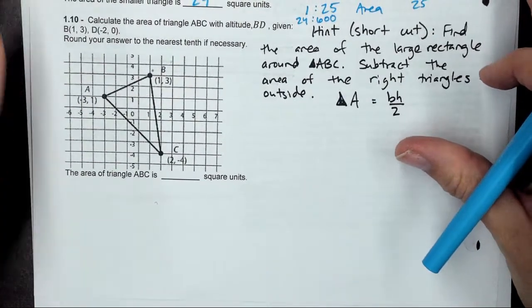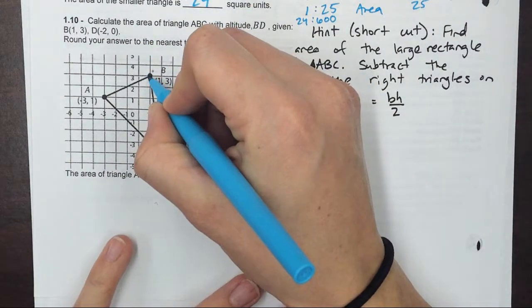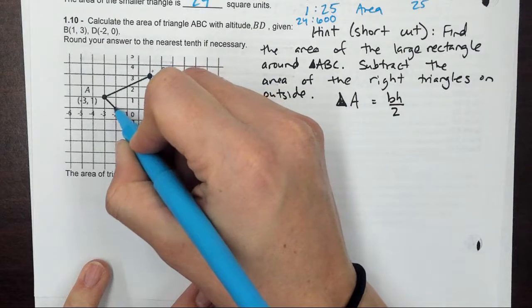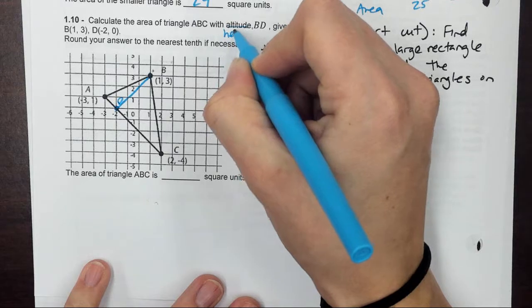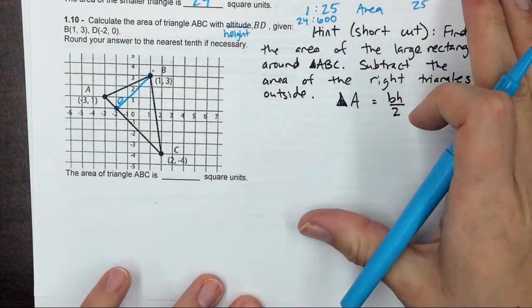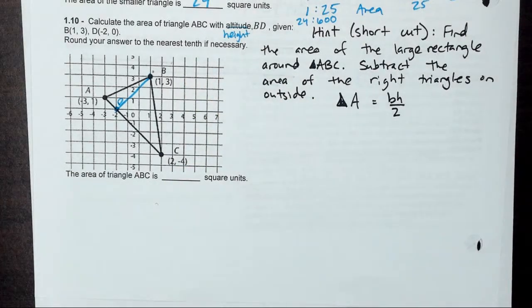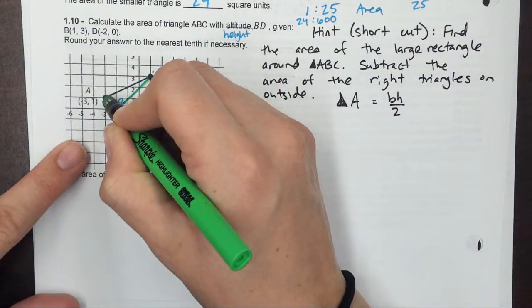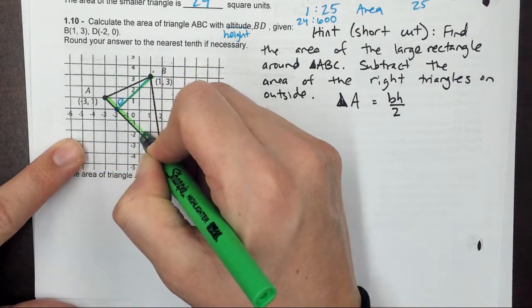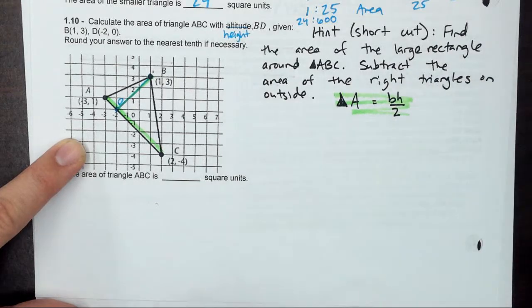1.10. Calculate the area of ABC with altitude BD given. B is 1, 3. D is -2, 0. And altitude is a fancy way of saying height. Alright, so like that. Round units to the nearest cent if needed. Okay, so what they really want you to do is find the distance from here to here, which would be your height. And then find the distance here to here, which should be your base. And then find the area of the triangle, base times height divided by 2.